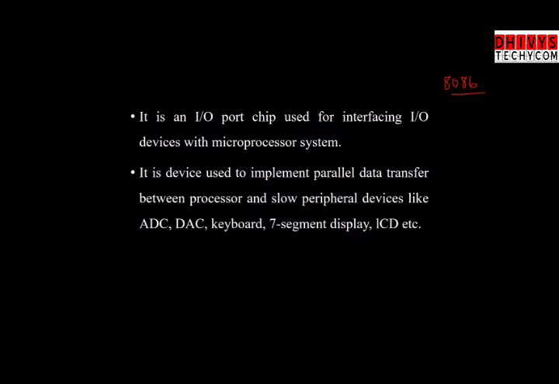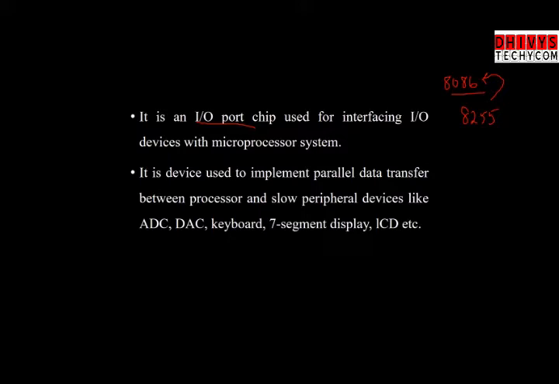The main ideology of this video is to make you understand what 8255 is and how it can be interfaced with 8086. First, 8255 is an I/O port chip used for interfacing I/O devices with a microprocessor system. It is a device used to implement parallel data transfer between the processor and slow peripheral devices. Examples of slow peripheral devices are analog to digital converters, digital to analog converters, keyboards, 7-segment displays, liquid crystal displays, and so on. These are the basic ideas of 8255.